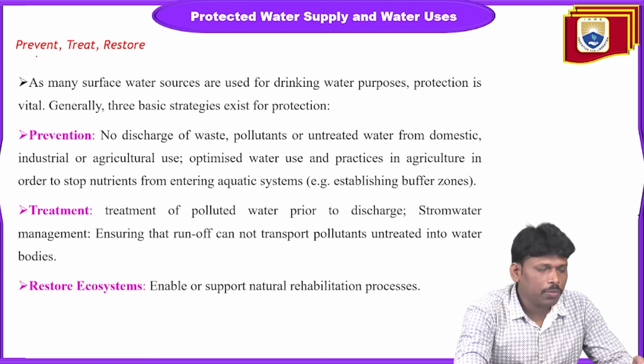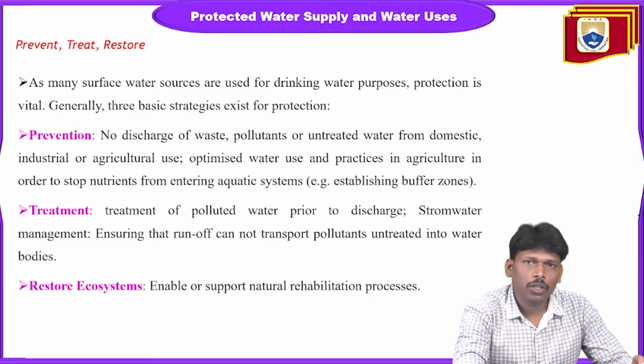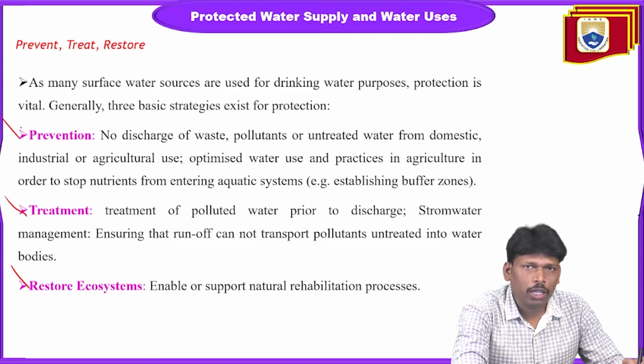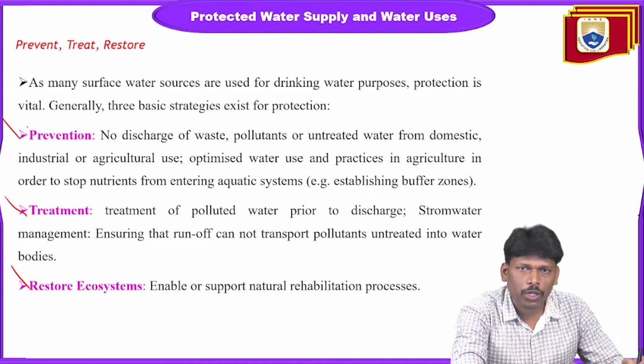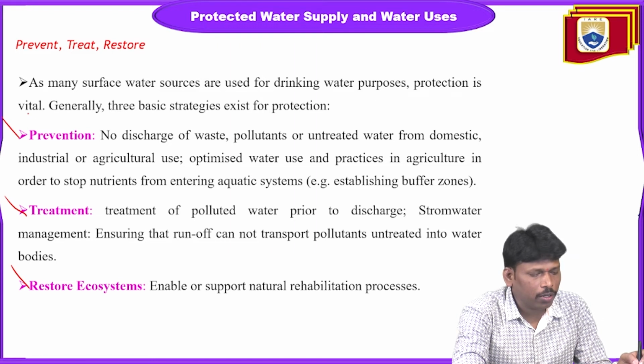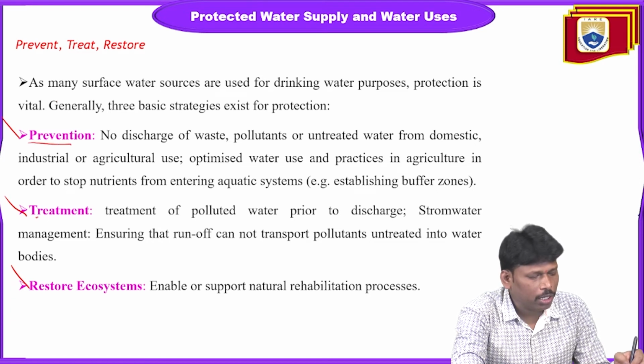So what are the various prevent, treat and restore methods to protect the water supply? Prevention, treatment and restoring the ecosystem need to be maintained in order to provide proper protection to our source. As many surface water sources are used for drinking water purposes, protection is vital. Generally, three basic strategies exist for protection: prevention, treatment, and restoring the ecosystem.